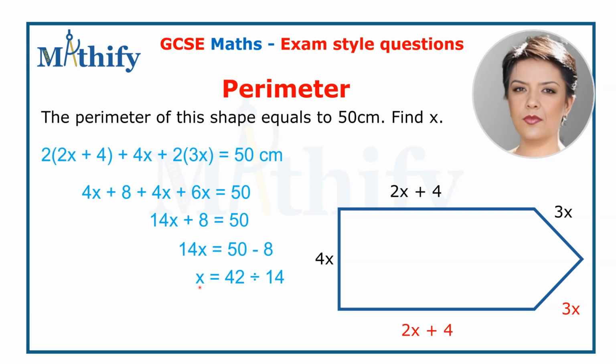And now we'll make x the subject. So 42 divided by 14, x is equal to 3. So that will be your final answer for x. Therefore, x is equal to 3.